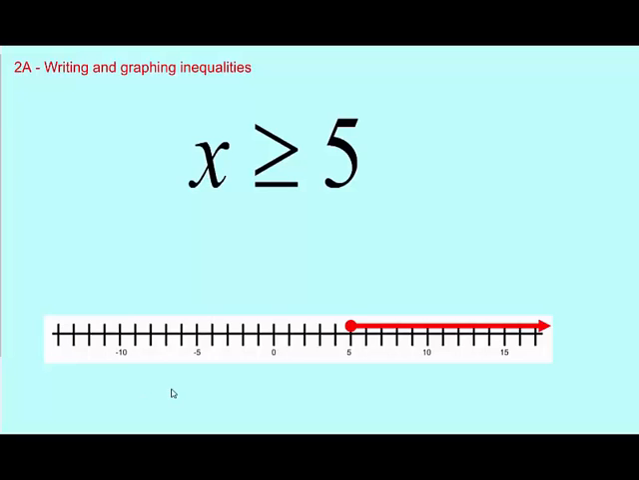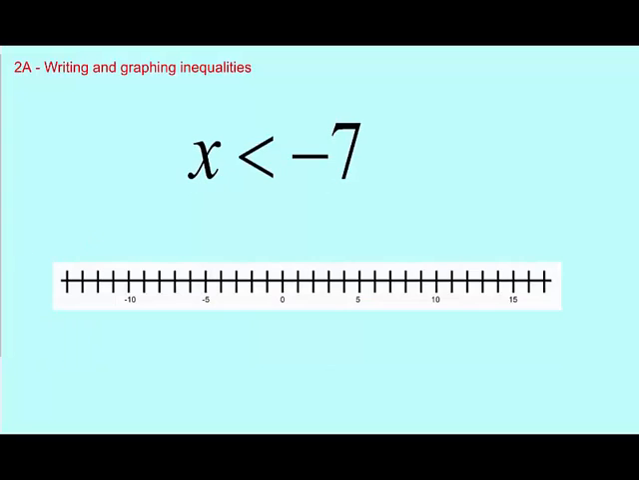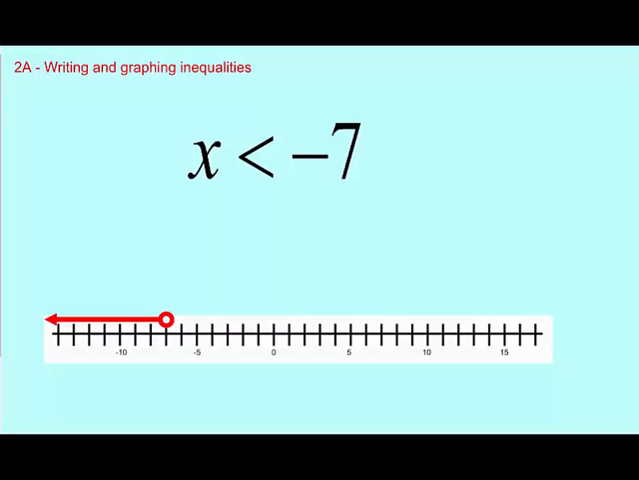So when you graph this, you're going to have a closed circle at 5 because it can include that point. And we shade everything to the right because those are possible solutions for this inequality. The next one, we have x is less than negative 7. So for this, we've got an open circle at negative 7 because it cannot include that point, and we're shading everything to the left. So for 2a, it's simply just being able to graph these inequalities. No solving involved, just graphing.